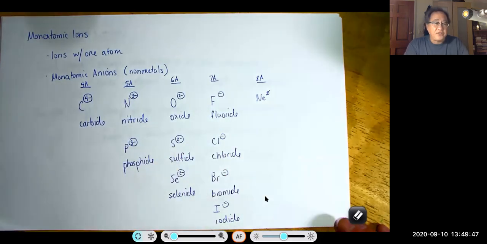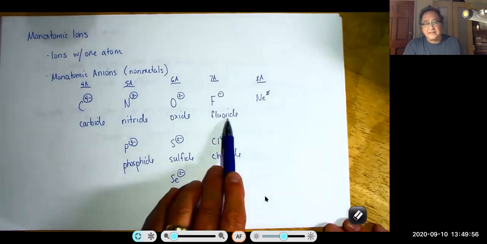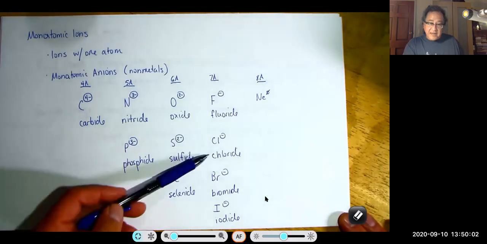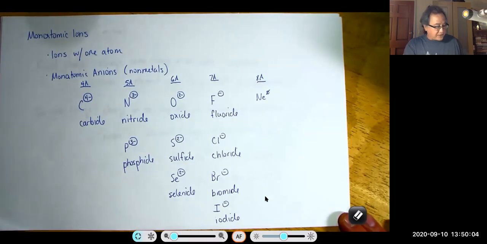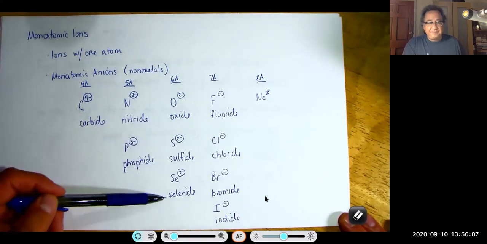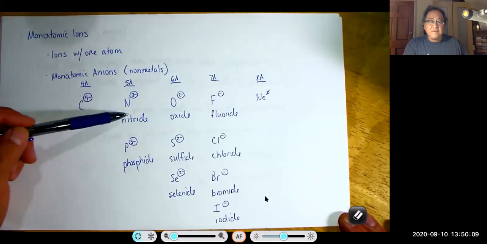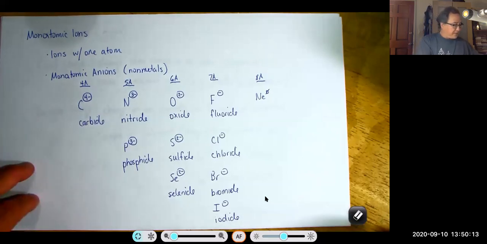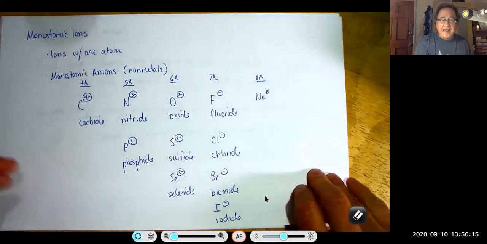You need to memorize those charges. You also need to memorize the names. I call these names elemide. It's the name of the element plus "ide" at the end. You take off a portion of the element name. So we have, respectively, fluoride, chloride, bromide, iodide, oxide, sulfide, selenide, nitride, phosphide, and carbide. So memorize those anions.